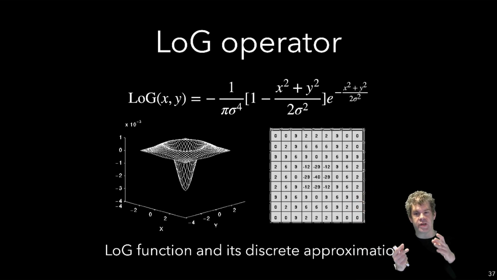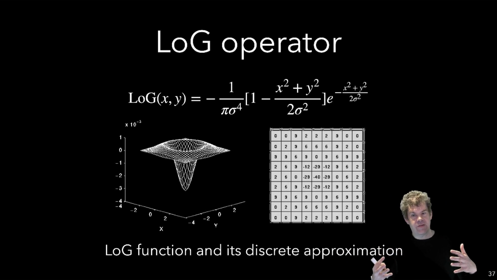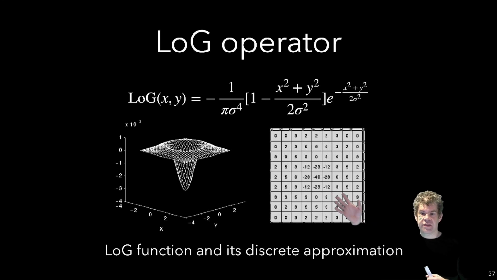So we first compute the Gaussian, right? That's the reason why we have an exponent function in there, because the Gaussian function is an exponential function, right? And then we compute the second derivative of that. And what you get is a function that looks like the one on the left. And here's a discretized version of that one.